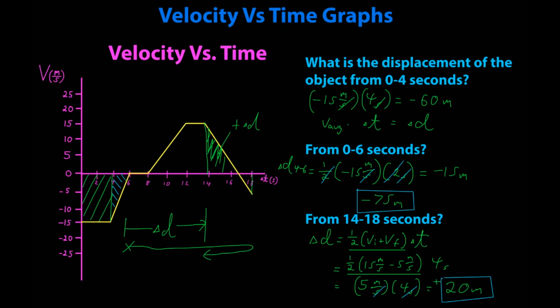So for velocity versus time graphs, things you need to know: basic understanding, left, right, speeding up, slowing down, how to get the acceleration, which is the slope of a line, very important, how to get the displacement, which is the area under the curve.